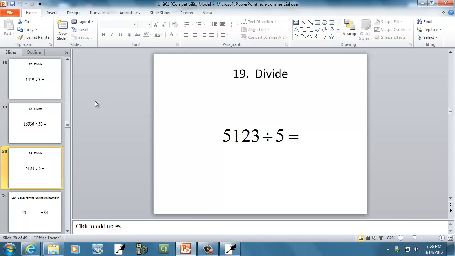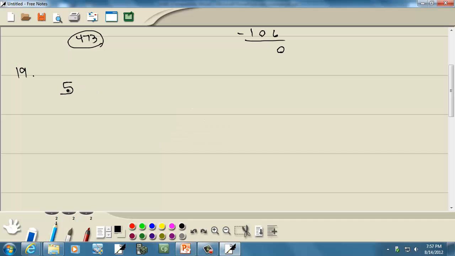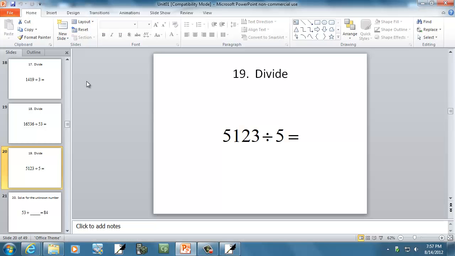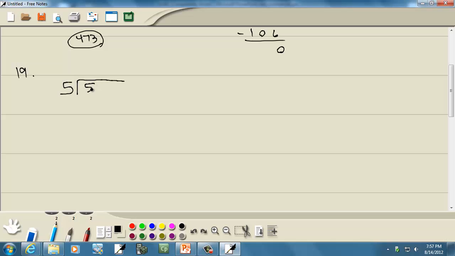Let's look at this next one. This one has a remainder, looks like. 5123. Okay. Look at my first digit here, 5. 5 does go into 5. So 5 times 1. So 1 times 5 gives us 5. We're going to subtract that. That 5 minus 5 drops away, and I'll carry down the 123.